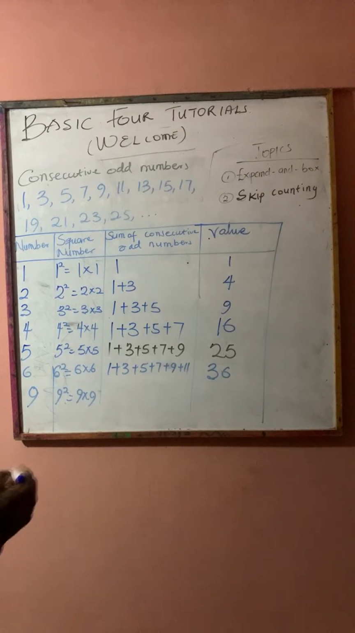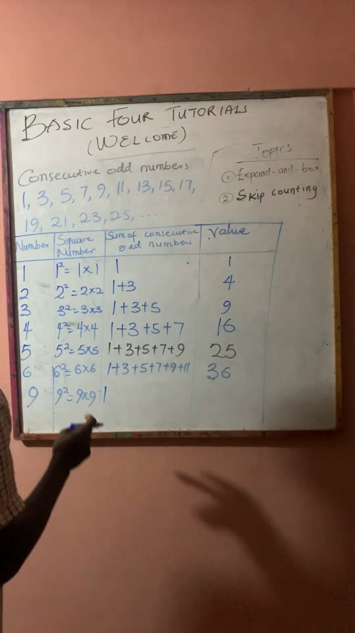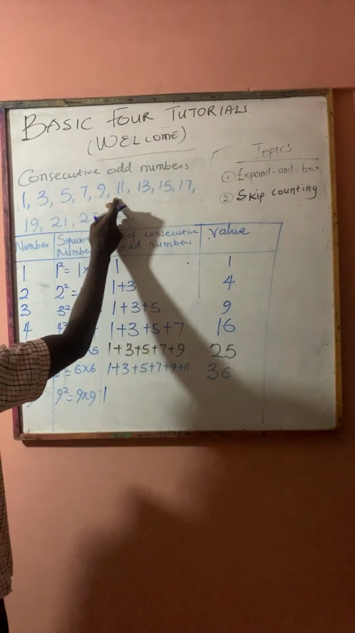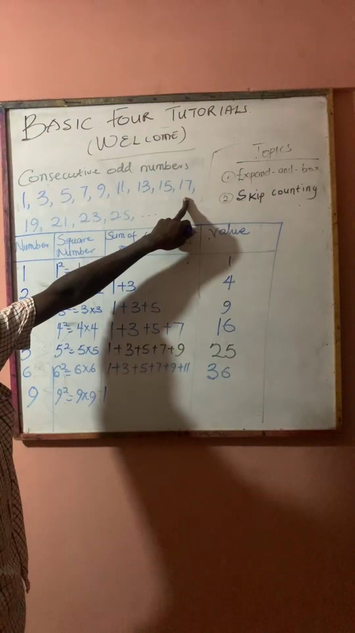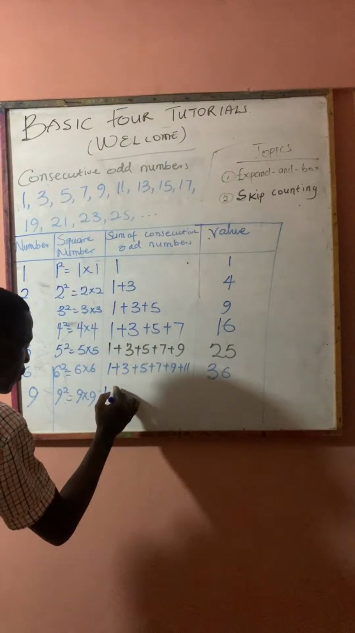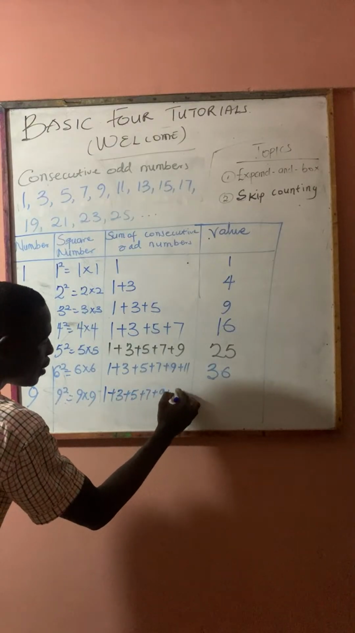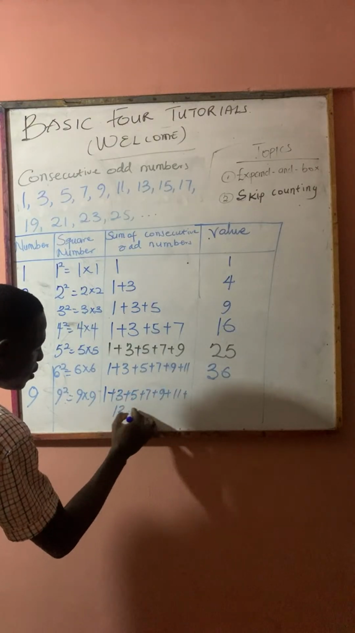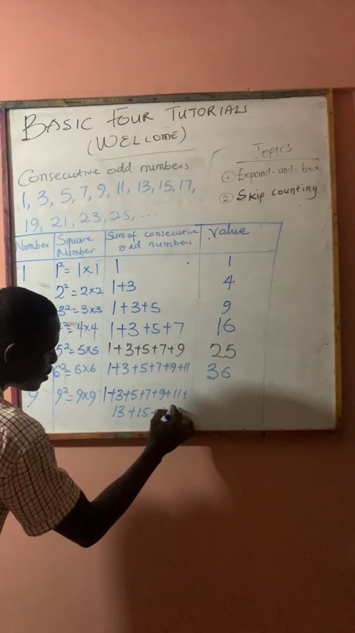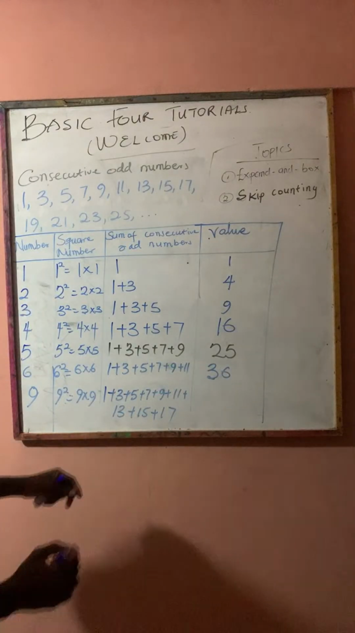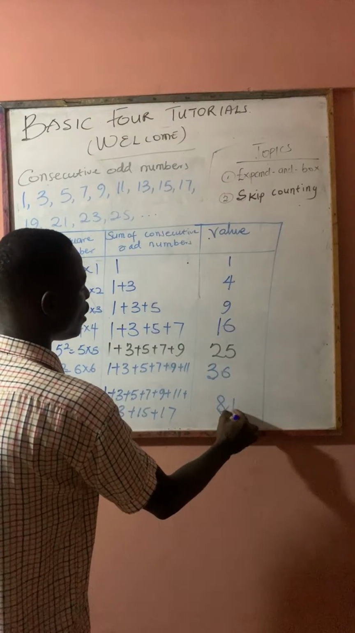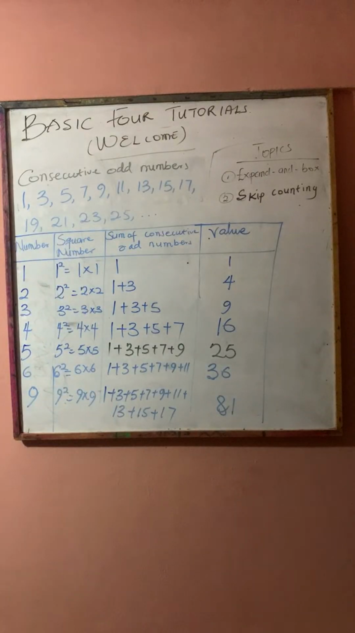So for the 9, the first 9 numbers you have are 1, 2, 3, 4, 5, 6, 7, 8, 9. So we add up to 17, okay? That gives us 1 plus 3 plus 5 plus 7 plus 9 plus 11 plus 13 plus 15 plus 17. And we add up, we get the value to be 81. Okay. Please do try some more examples on your own. If there's anything, let me know of it.